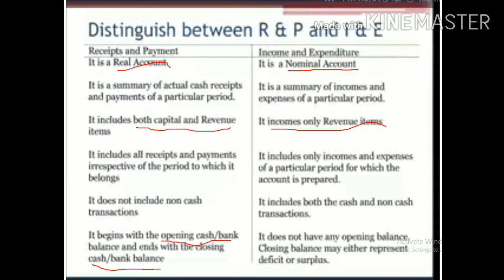The closing balance or balancing figure of the income and expenditure account may be either deficit or surplus. So this is the main difference between the income and expenditure account and the receipts and payment account. Both accounts are important financial statements of a not-for-profit organization.